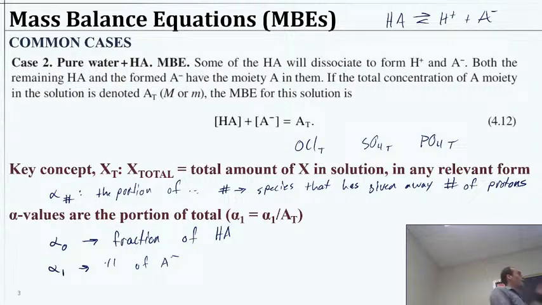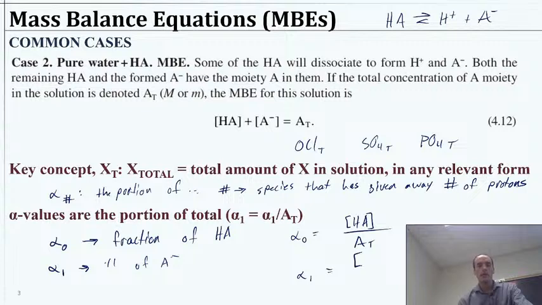All right, so this nomenclature, the alpha, is really just saying, alpha 0 would be equal to the concentration of HA divided by the total concentration in the system of A. Okay, that's really all we're saying. And alpha 1 then would be A minus. Let me make this a little more separate. Okay, so pretty straightforward there.